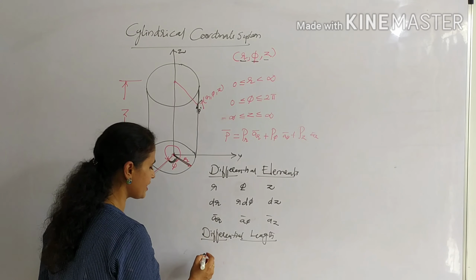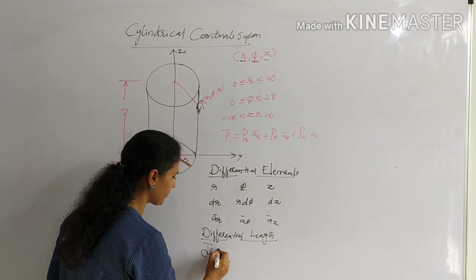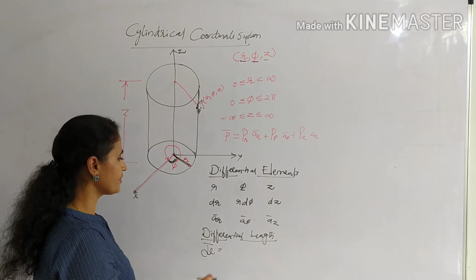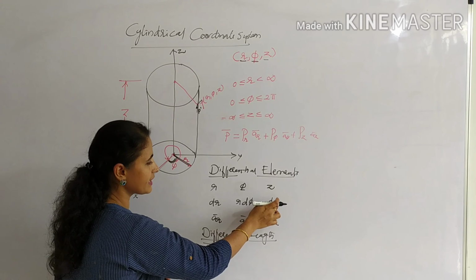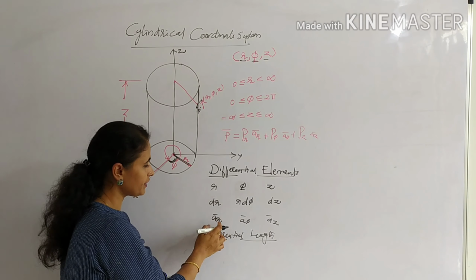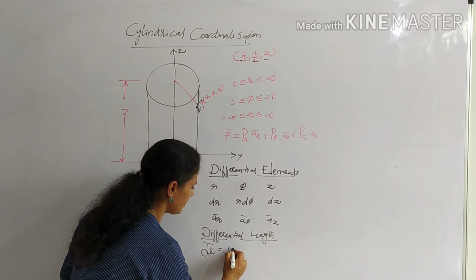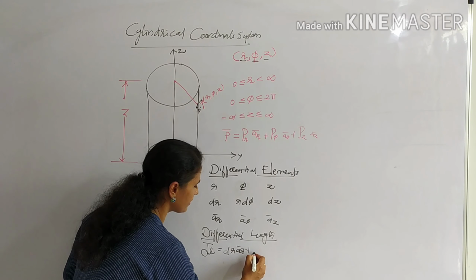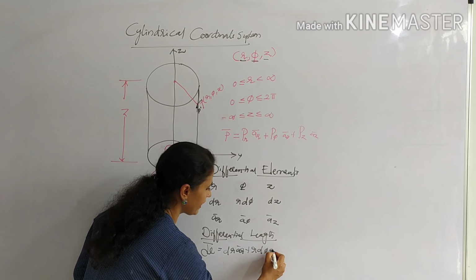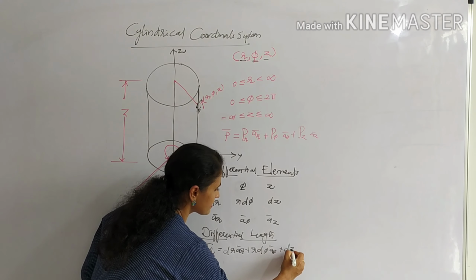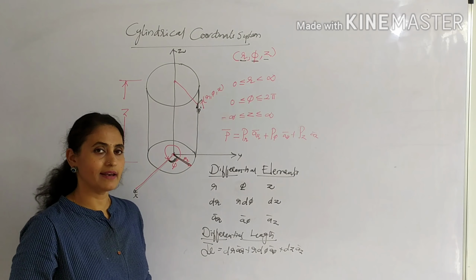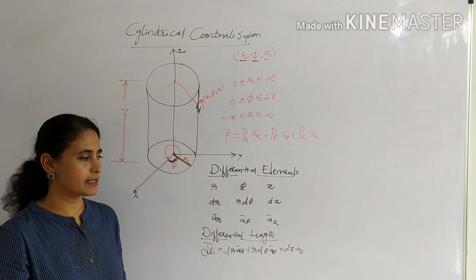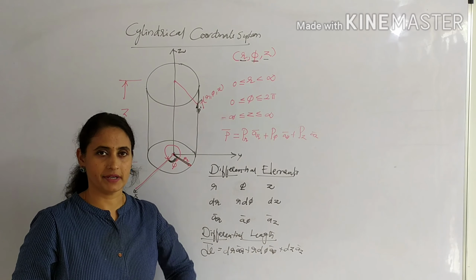The differential length vector is given by dL bar, so it gives the differential change in R, phi and Z with their respective unit vectors. This is dr AR plus R d phi A phi plus dz AZ. This is the differential length in the cylindrical coordinate system with three differential elements.